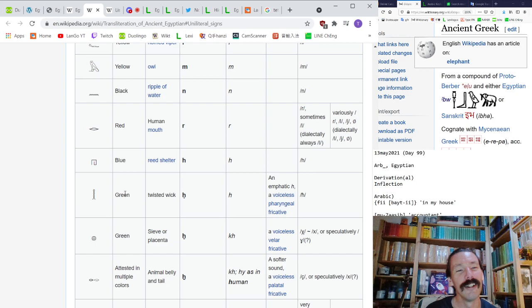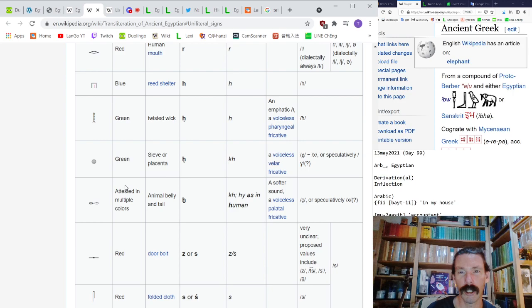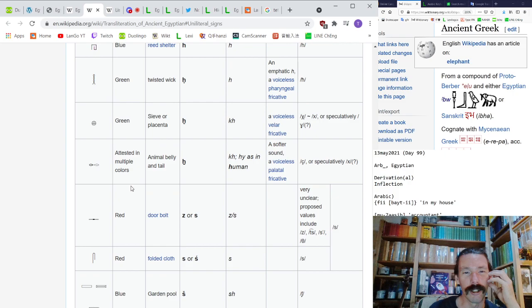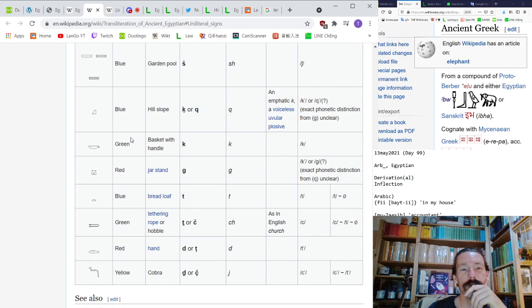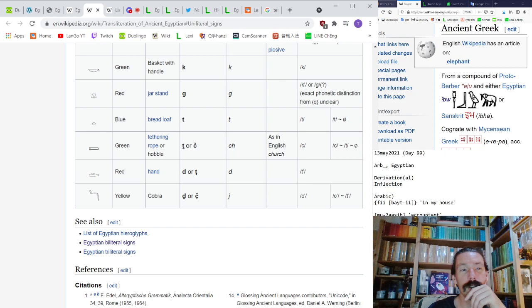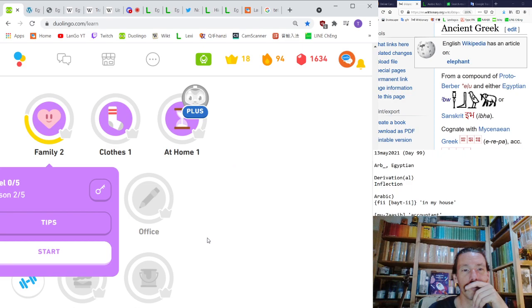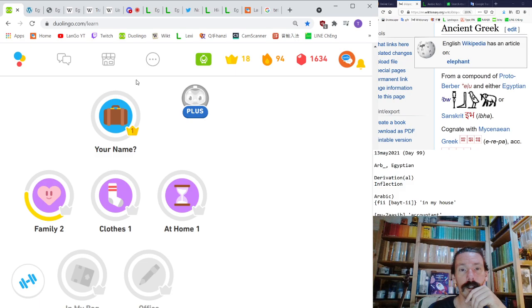Okay. Twisted green wick for emphatic. H, blue green sieve or placenta. Uvular, velar, or speculatively, tested multiple colors. Red door bolt. Red folded cloth. Sasha. And that's just the single letter sign. It's quite the brainful. Much simpler than what the other related languages did.